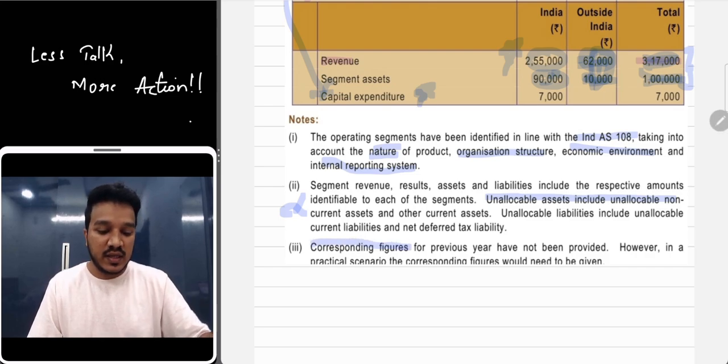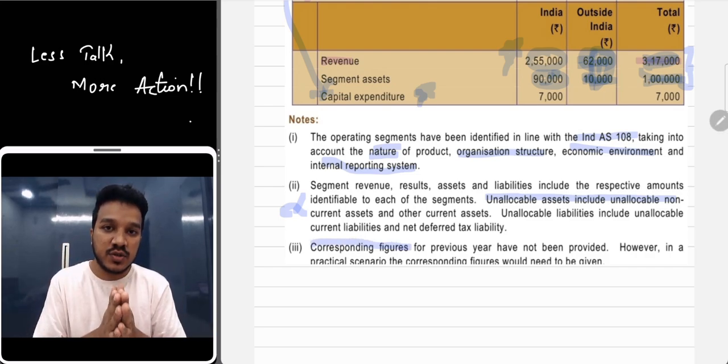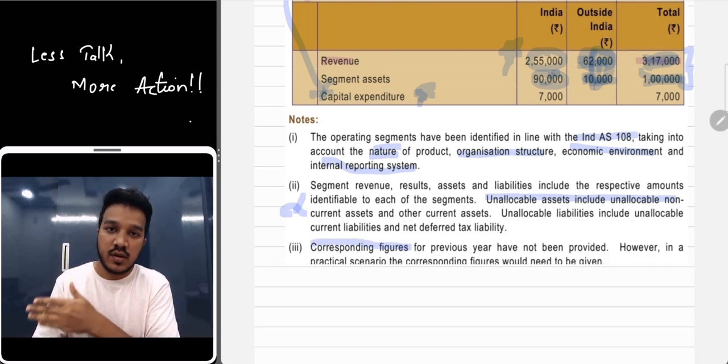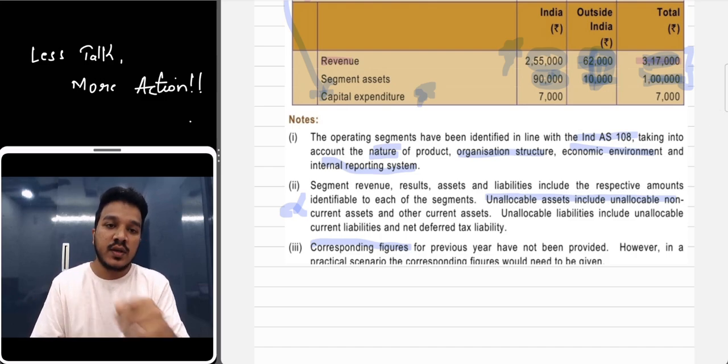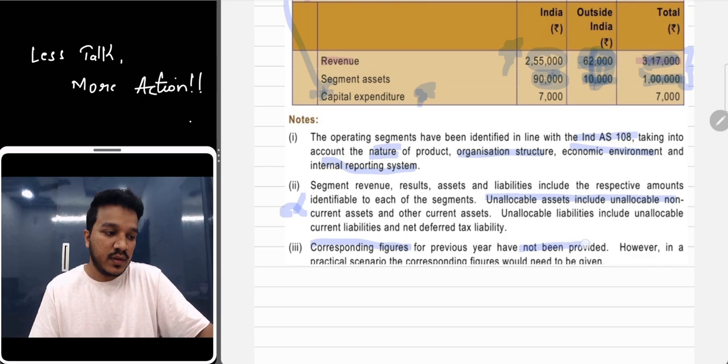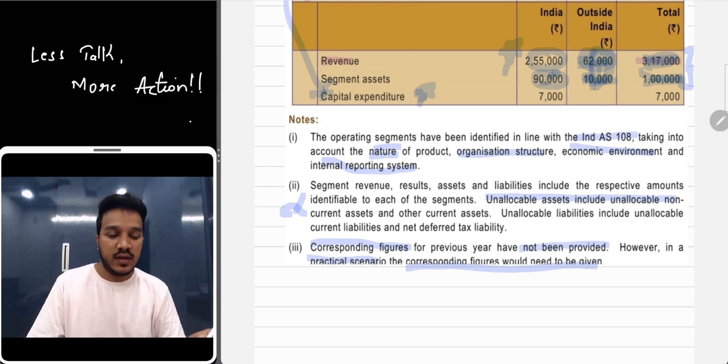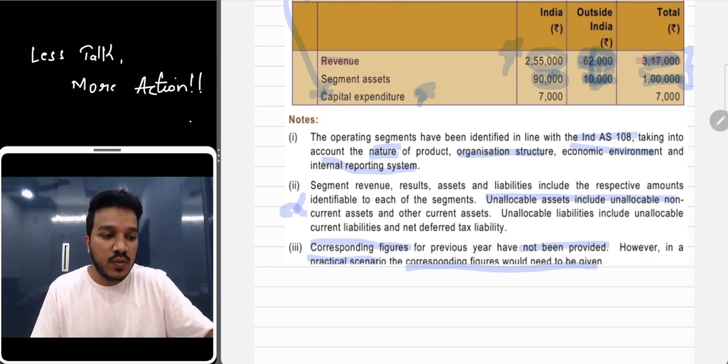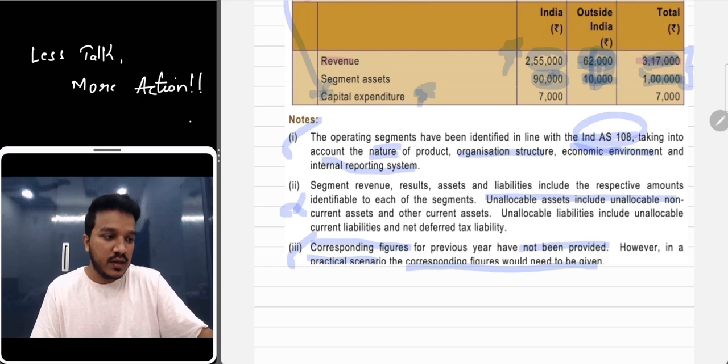And then corresponding figures. See, any time when you prepare financial statements, no, you will give information about the previous year figures also. So since in this question they have not given, we have not provided. Okay. Ideally, in the practical scenario, the corresponding figures would need to be given. ठीक है, वो एक point लिख देना. So 1 and 2 points I would suggest you to remember. One is as per Ind AS 108 and the other one is corresponding figures के बारे में.